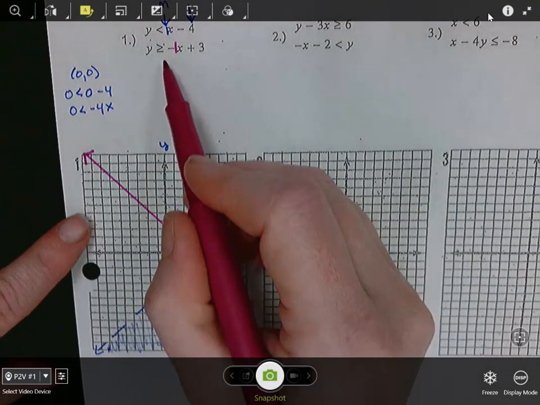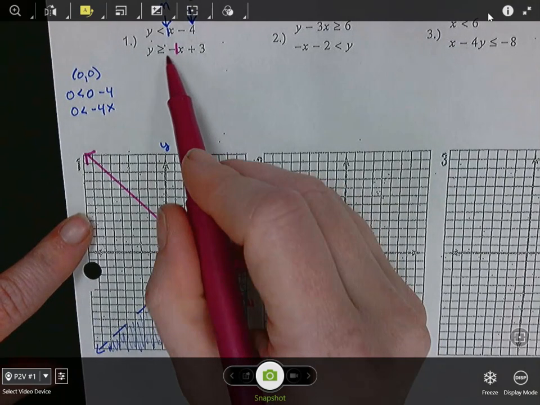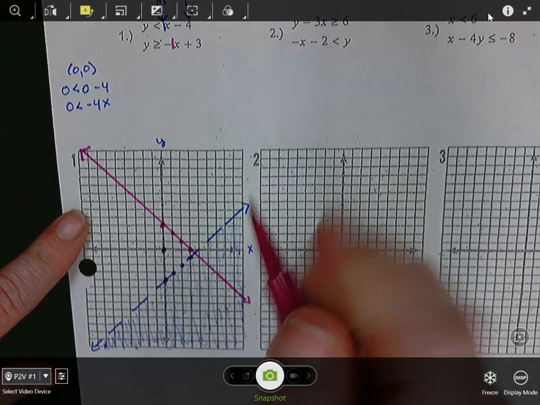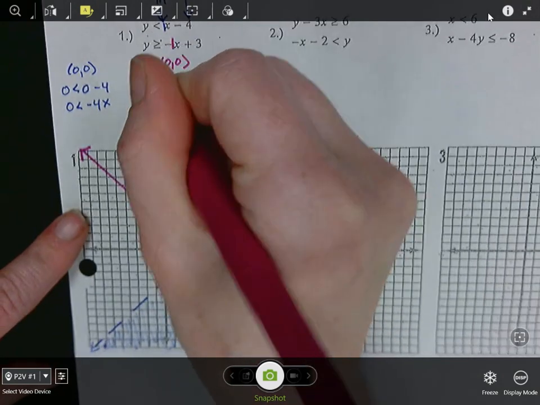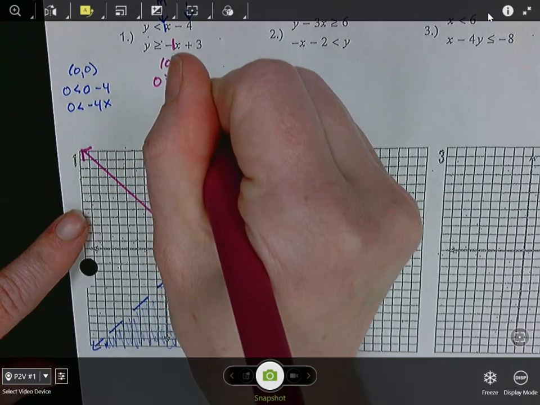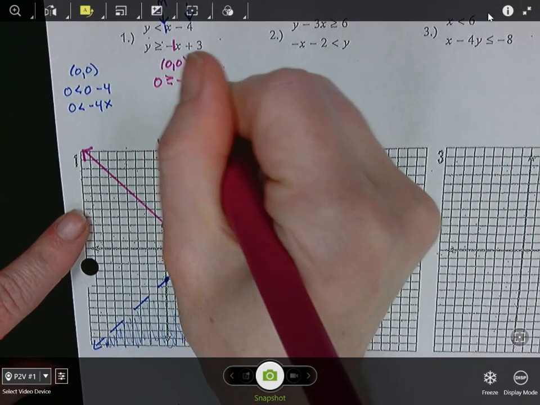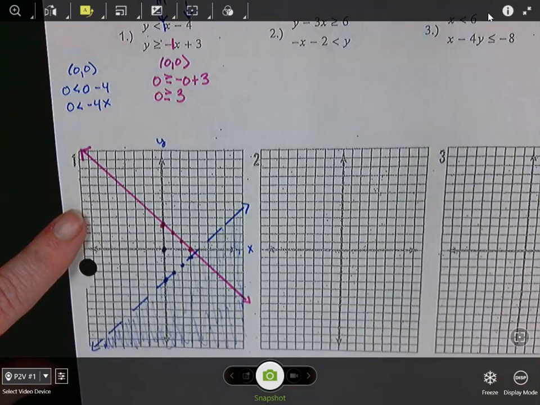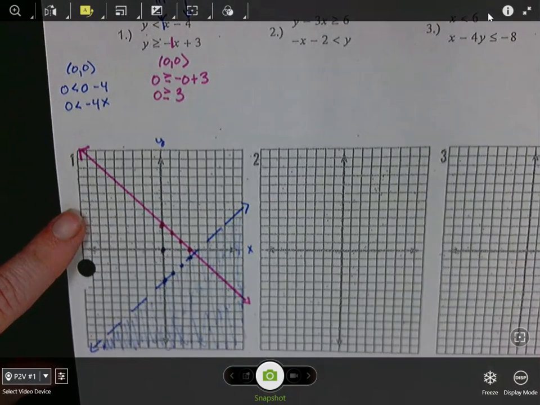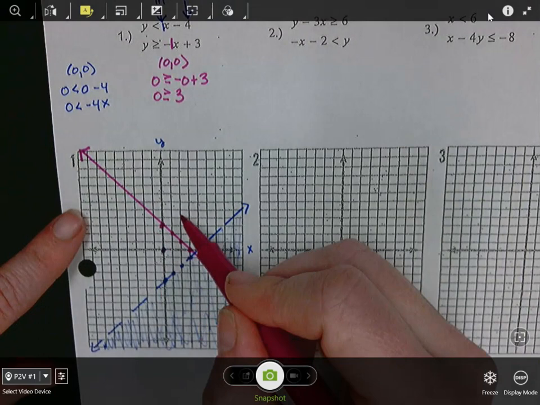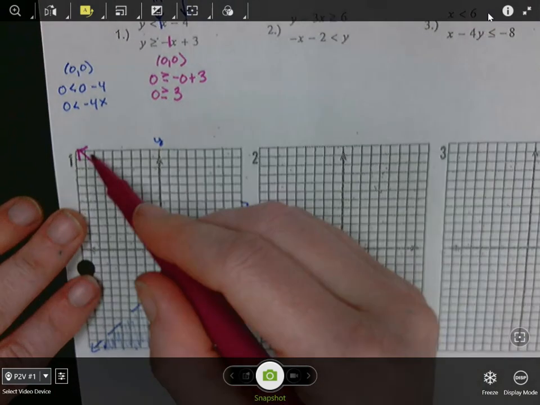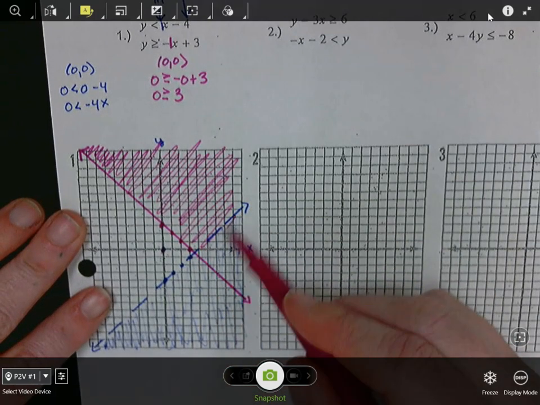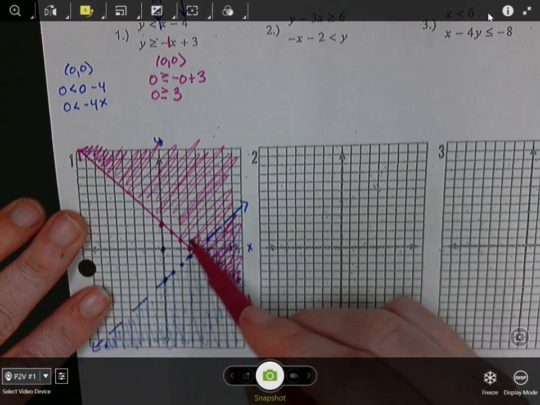Now you need to test a point that's not on this line, on this inequality, to know which side of this line to shade. I'm going to test 0, 0 again because it's not on this line. So I get 0 is greater than or equal to negative 0 plus 3. And negative 0 plus 3 is, I'm sorry, 3. So I get 0 is greater than or equal to 3. Is that true? No. So I shade the other side of the line. So shade this side of the pink line. Again, shade very lightly because these are just the ordered pairs that are solutions to this inequality.